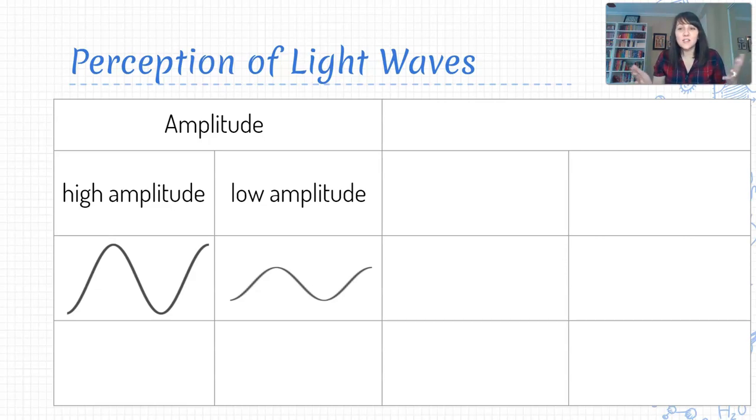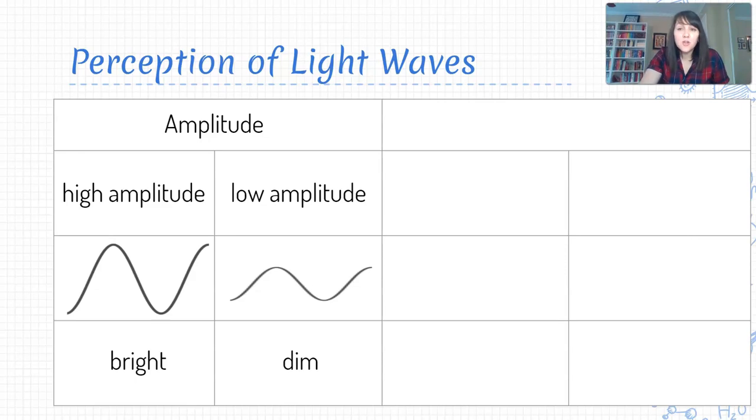Let's take a guess as to what would that look like. How would a high amplitude light wave look different from a low amplitude light wave? So we interpret amplitude as brightness, all right? So that's how we perceive the amplitude of light waves. Higher amplitude light waves look brighter to us. Lower amplitude light waves look dimmer to us. So brightness is a function of the amplitude of those light waves.